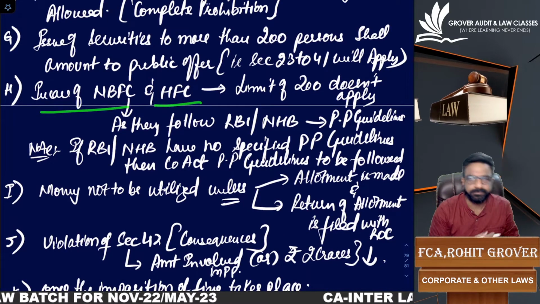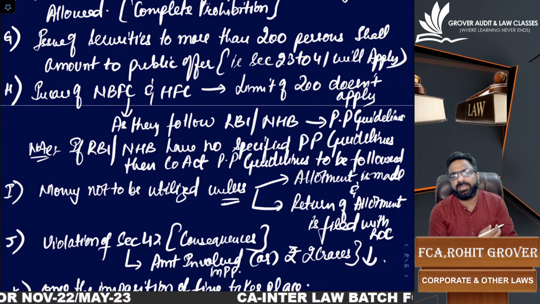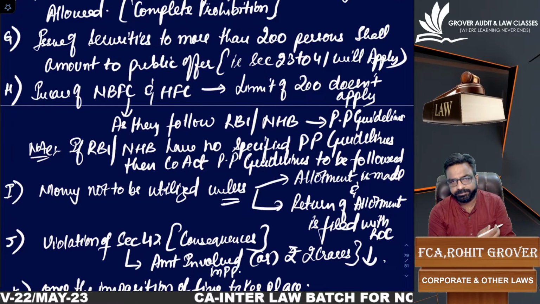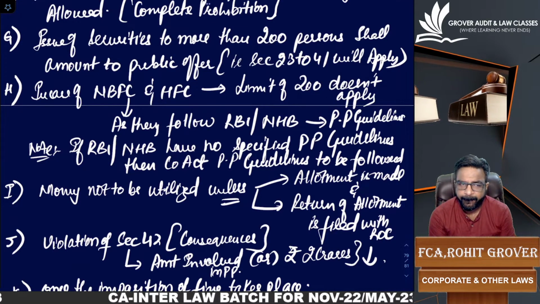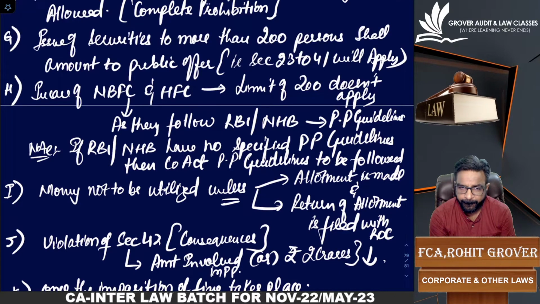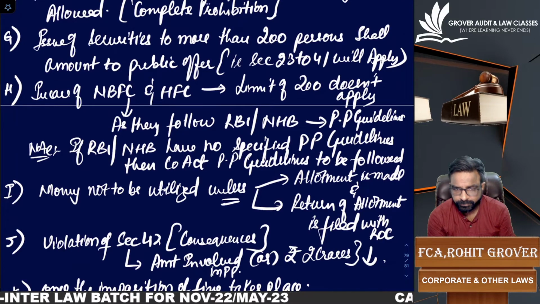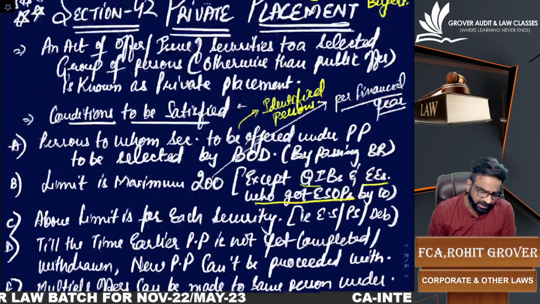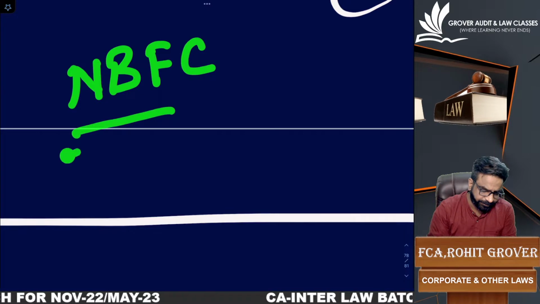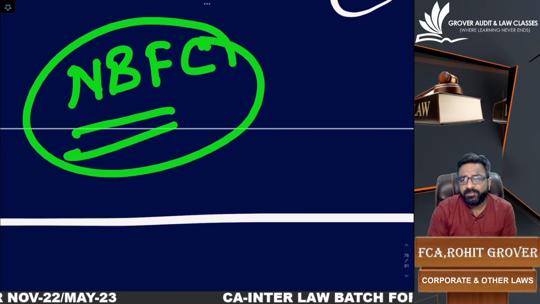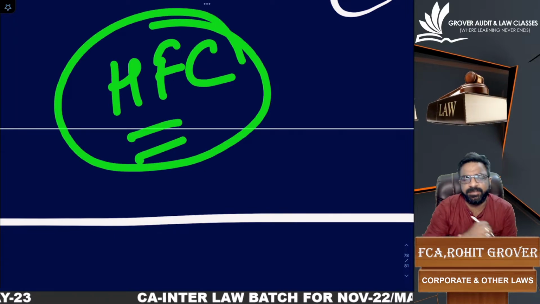In case of NBFC and HFC, the limit of 200 doesn't apply. Now, what do they follow? RBI, NHB private placement guidelines. Note, continue with the note as well. If RBI, NHB have no specified private placement guidelines, then Companies Act private placement guidelines are to be followed. Now, listen to this point very carefully. I hope you have all heard the word NBFC. What is NBFC, Amma? Non-bank financing companies. And what do you mean by HFC? HFC stands for Housing Finance Companies.